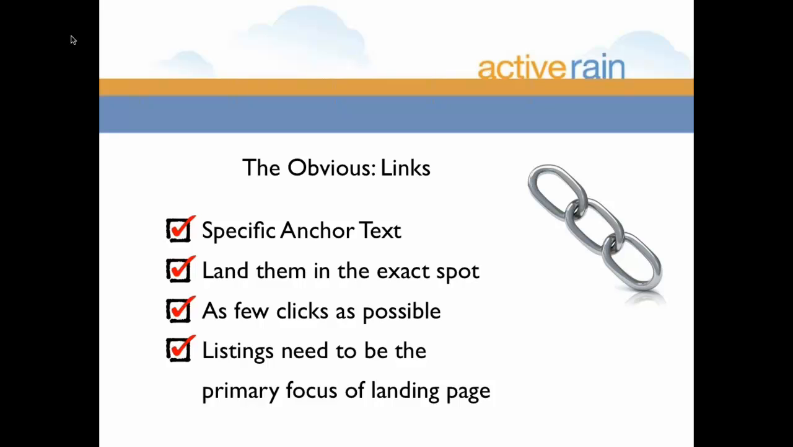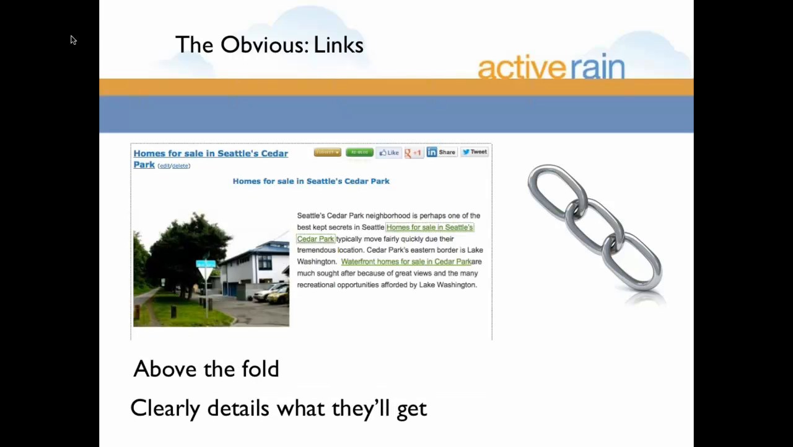And when we think back to the SEO class, one of the things we talked about in the SEO class is we want to have a link in our blog post that utilizes our keyword phrase. I'll give you an example here. So this is homes for sale in Seattle's Cedar Park. Right? This is a small community or neighborhood inside of Seattle. They've got a link very early in the blog post that utilizes the keyword phrase, so it has that specific anchor text that sends somebody off to actually get listings in Cedar Park.